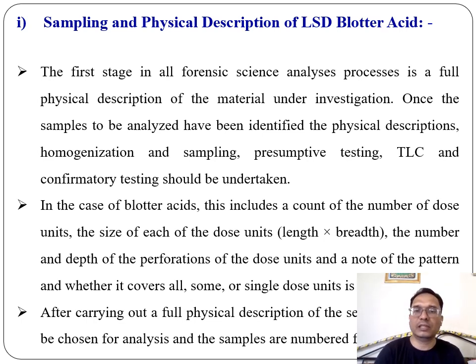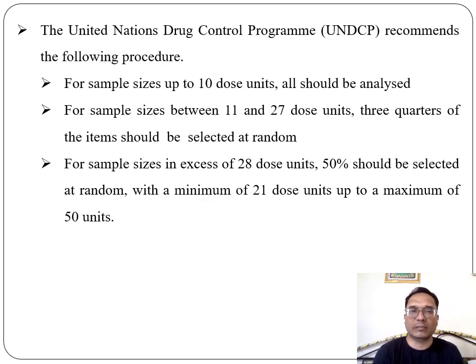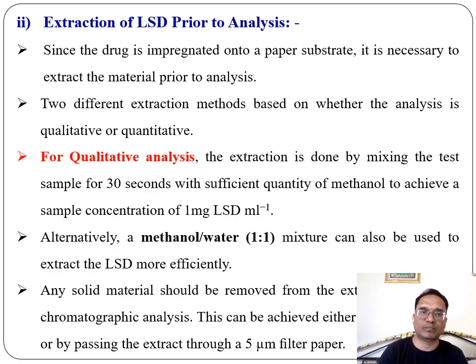After carrying out the full physical description of the samples, a particular method can be chosen for analysis and the samples are numbered randomly. The United Nations Drug Control Program recommends the following procedure for the selection of the samples for analysis. For a sample size up to 10 dose units, all should be analyzed. For a sample size between 11 to 27 dose units, 3/4 of the units should be selected at random. For sample sizes in excess of 28 dose units, 50% should be selected at random with a minimum of 21 dose units up to a maximum of 50 units.